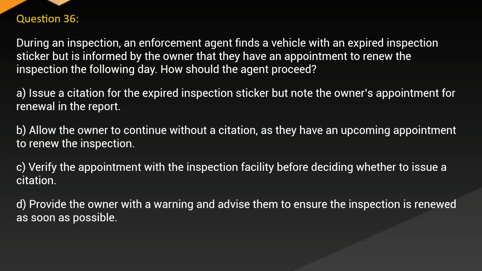A. Issue a citation for the expired inspection sticker, but note the owner's appointment for renewal in the report. B. Allow the owner to continue without a citation as they have an upcoming appointment to renew the inspection. C. Verify the appointment with the inspection facility before deciding whether to issue a citation. D. Provide the owner with a warning and advise them to ensure the inspection is renewed as soon as possible.